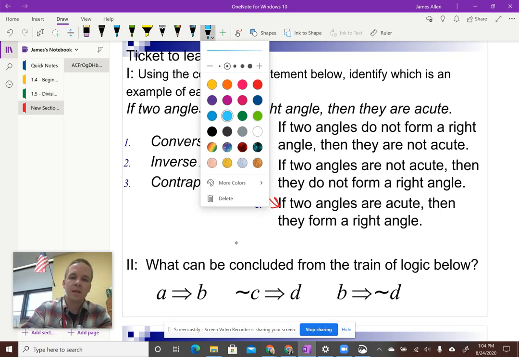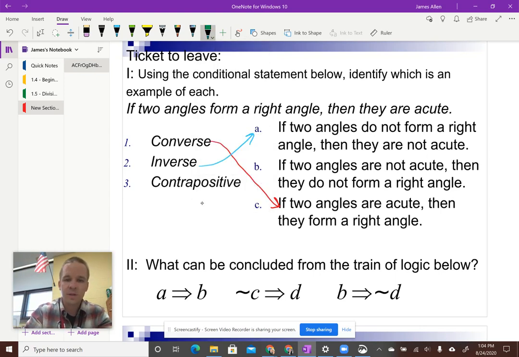And then lastly, the contrapositive, which would be B here. Flipped and negated. If two angles are not acute, then they do not form a right angle. That is true. If they aren't acute, they cannot add up to 90 degrees. They both have to be acute in order to do that. Well, the contrapositive is a true statement. So if the conditional is a true statement, the contrapositive also holds true.